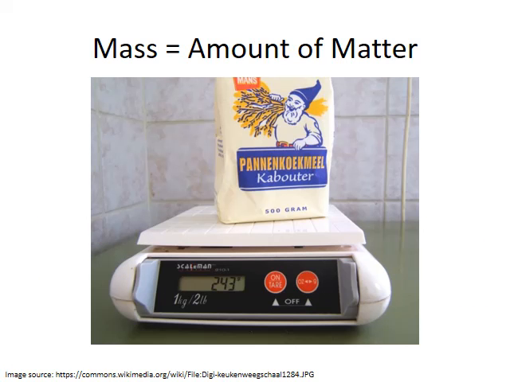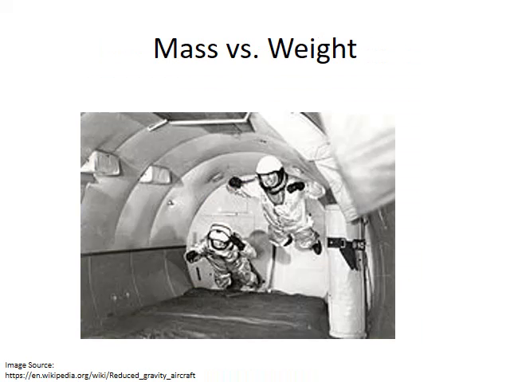So mass is a measure of the amount of matter in a substance. We measure mass by weighing a substance. It's important to note that weight and mass actually aren't the same thing. Technically, weight is a measure of the force of gravity acting on mass. And so weight can vary as the force of gravity varies from one place to another throughout the universe.